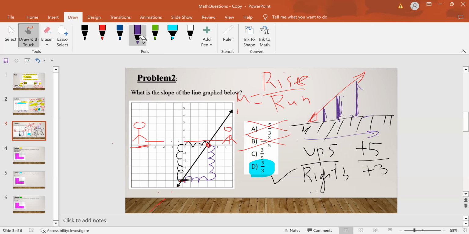So when it is 5 down, down 5 means what? Negative 5. That's down 5, negative 5. And the left 3 means negative 3. And again, if you check, negative 5 divided by negative 3 is what? Positive 5 over 3, because negative divided by negative changes to positive. That's the reason you get again the same answer as D. Okay, let's see the next problem.